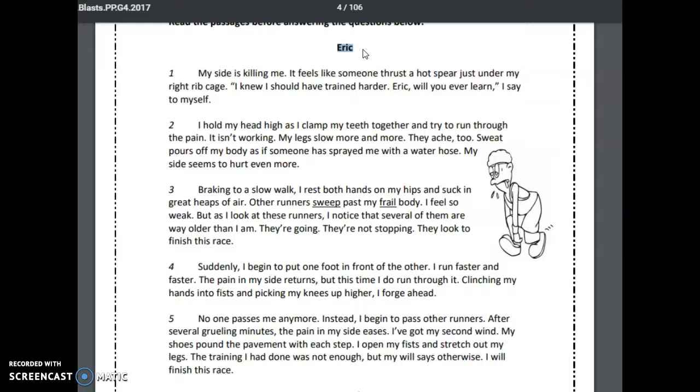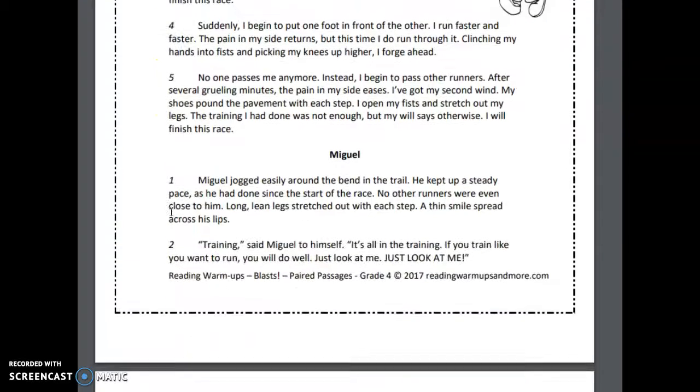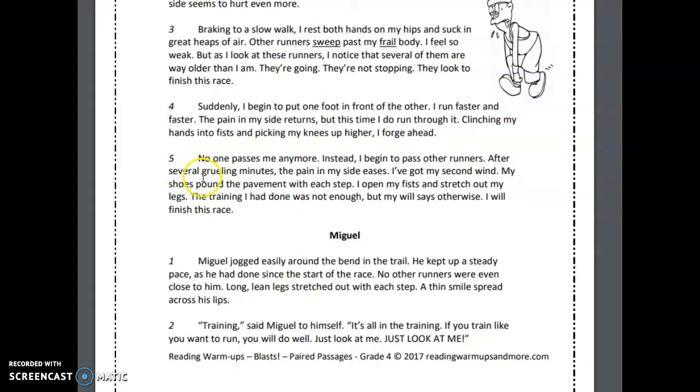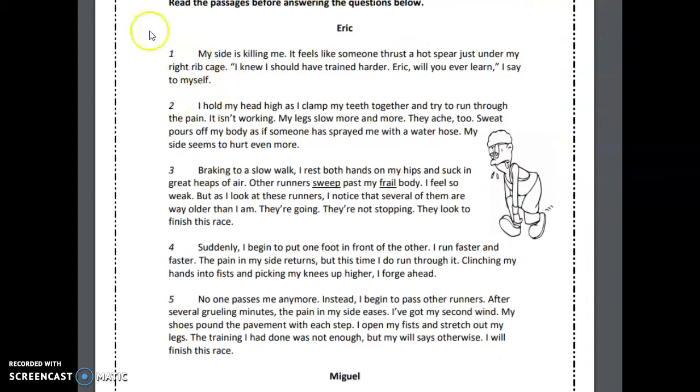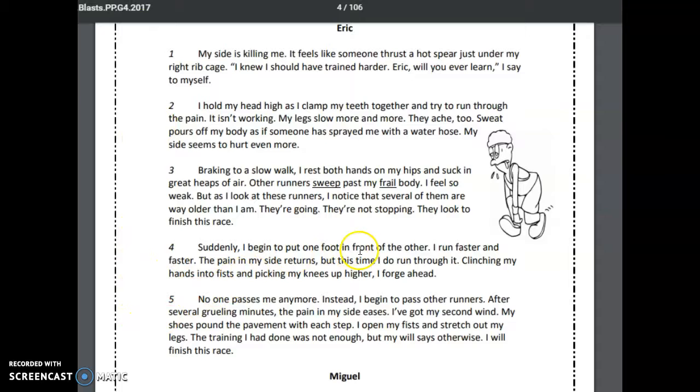After we underline the title and predict, we need to number the paragraphs. So our paragraphs here are already numbered. So on your paper and pencil, you would circle each number. That way you keep track of how many paragraphs you need to read for that passage. So as we see, there are five here.